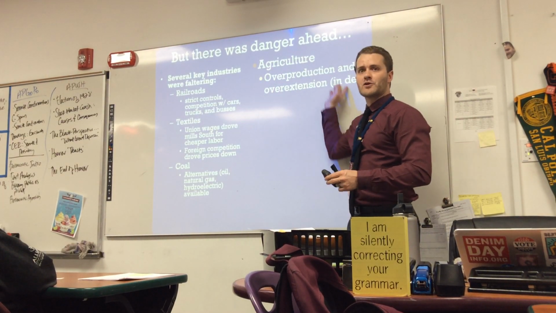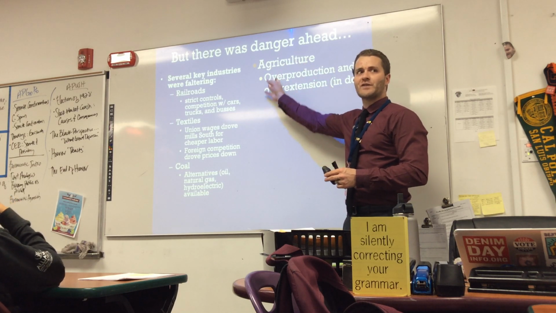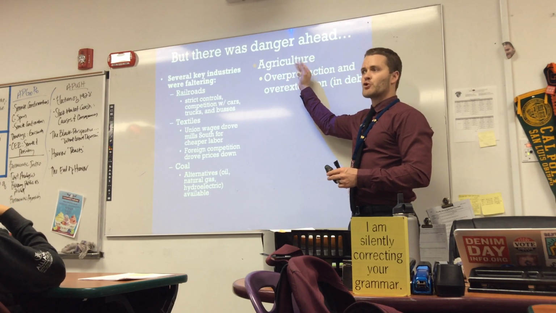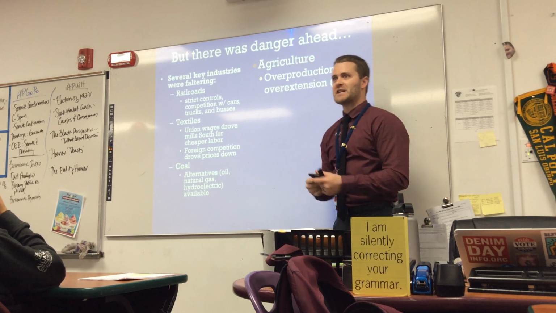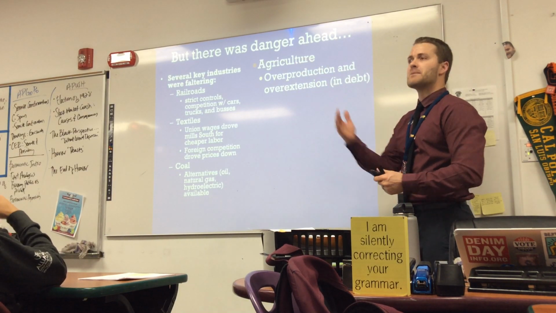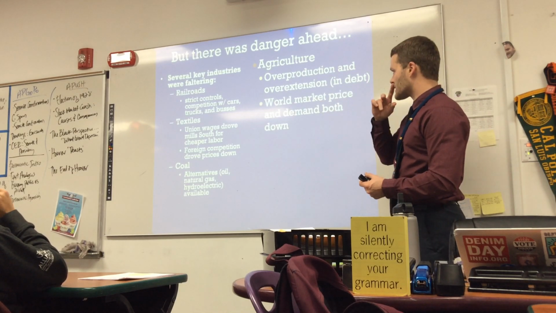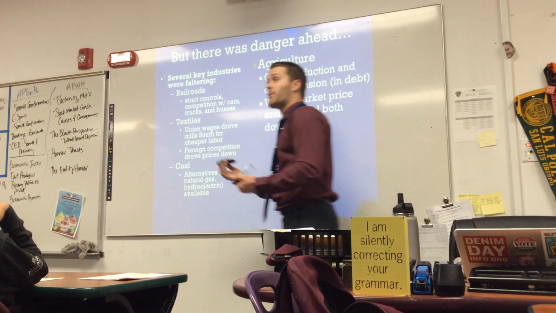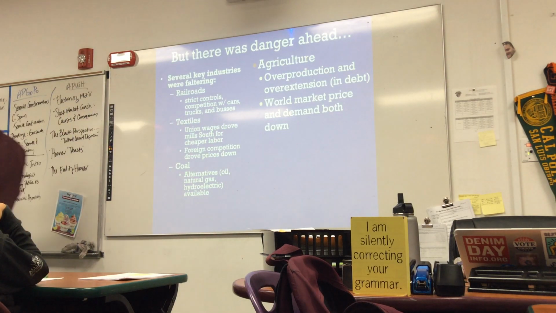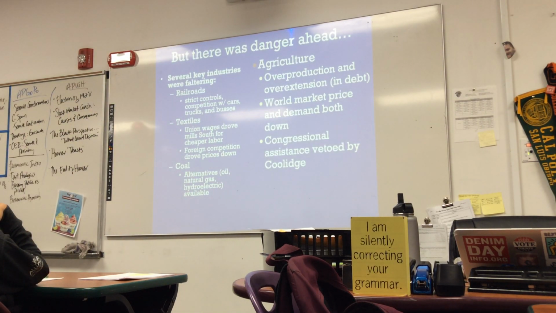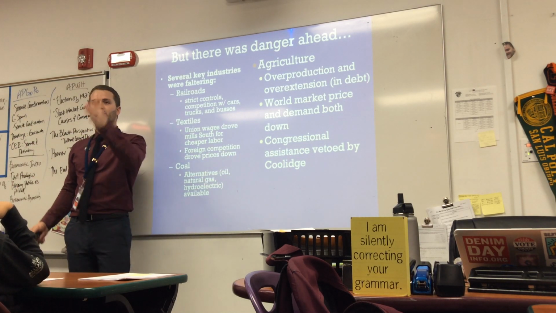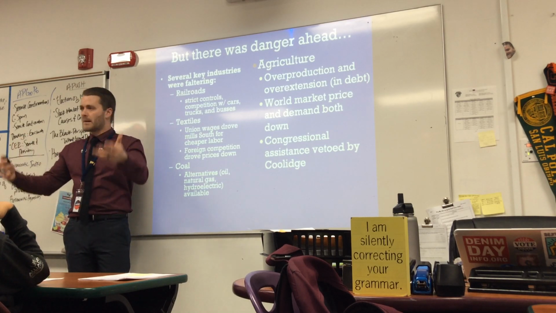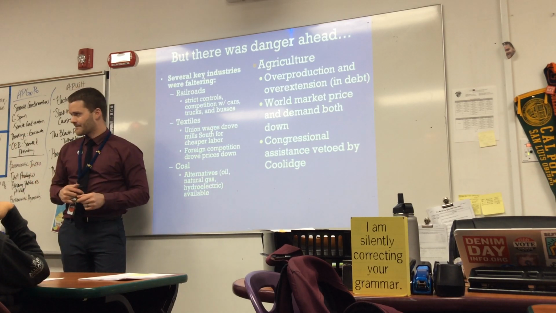Where do we start seeing these agricultural problems? Who first surfaced these problems? What group? The populace. The populace first identified these problems. We're too far in debt, because we need to keep keeping up farm-wise and overproducing. Not to mention, there's a world market, with competition for farm goods, so that drives prices down. And Congress tries to help, as you read in the previous chapter, Congress tries to help the farmers, but Coolidge vetoes the farm help bill because he's a Republican. We don't need to help people, we need to help business.